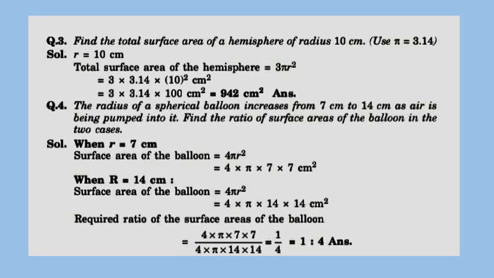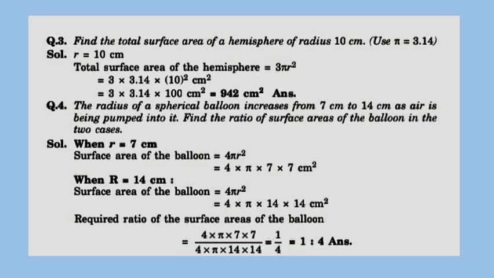Now see here, again the same question, but here we have to find the total surface area of the hemisphere of radius 10 centimeter. So what is the formula for hemisphere? The formula for hemisphere is 3 pi r square. Substitute the values, calculate the answer.